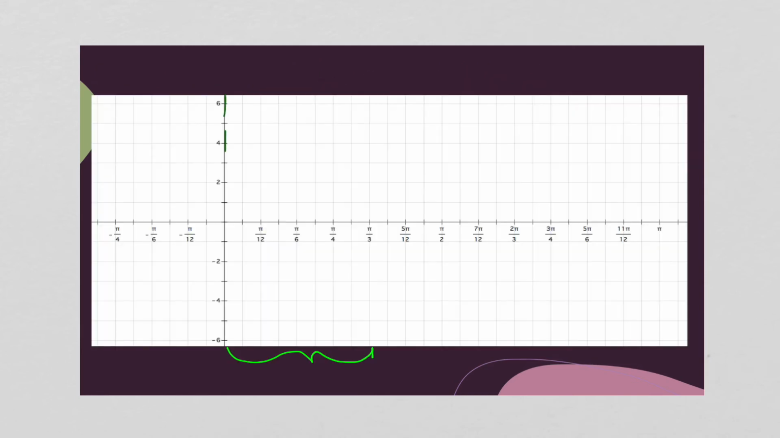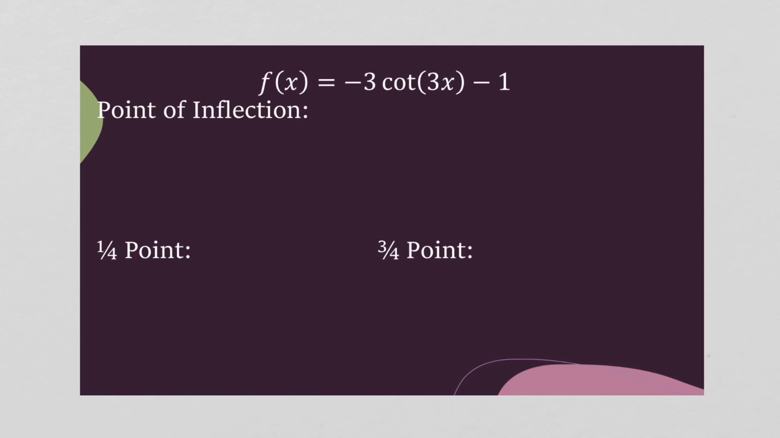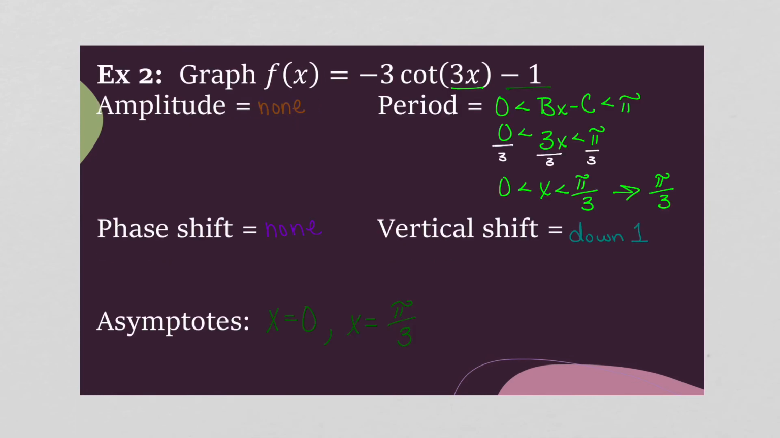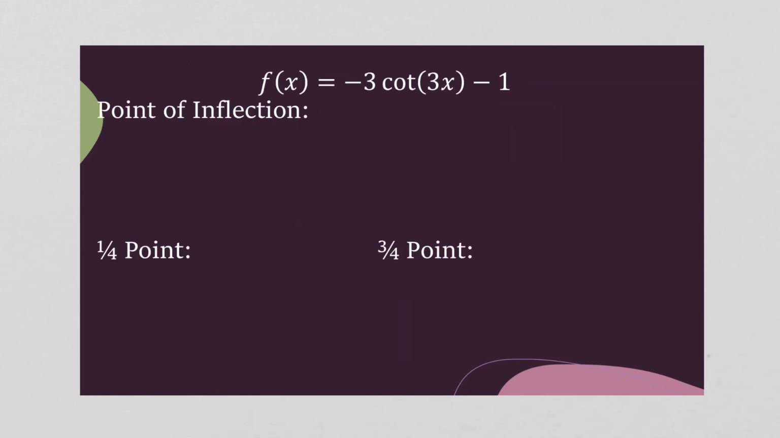At 0, there's an asymptote. We're going to graph a vertical dashed line. And at pi over 3, and we'll worry about continuing those here in a little bit. Okay, so all that information is found.